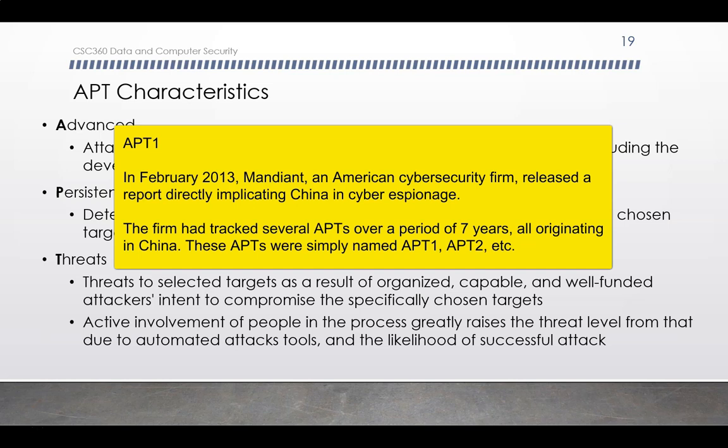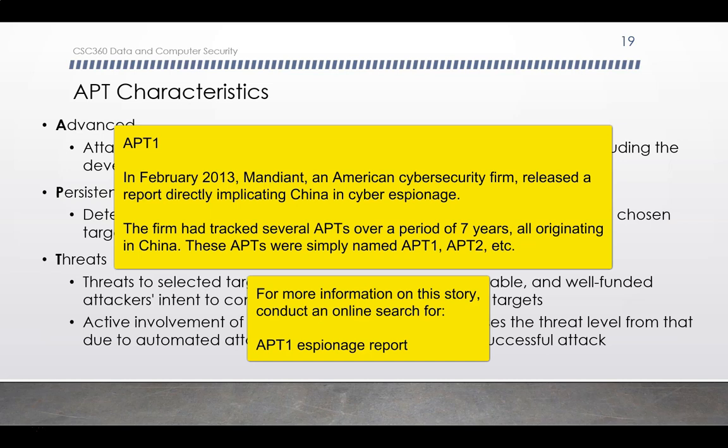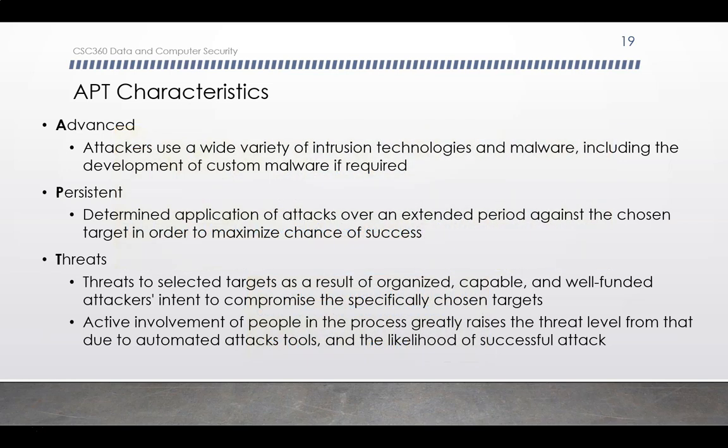The security firm Mandiant tracks several APTs over a period of 7 years, all originating in China, specifically Shanghai and the Pudong region. These APTs were simply named APT1, APT2, and so on. If you're interested in investigating this in detail, conduct an online search for the APT1 espionage report.